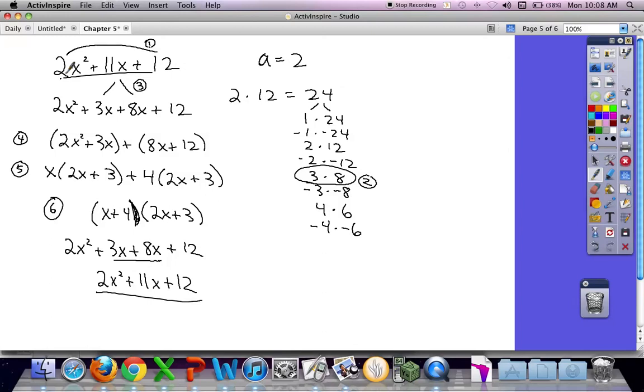So again, try the check understandings. You can look at the example above, which is the same, and try the check understandings 5b and 5c. 5b should be x plus 1 times 4x plus 3. C is x minus 2 times 2x minus 3.